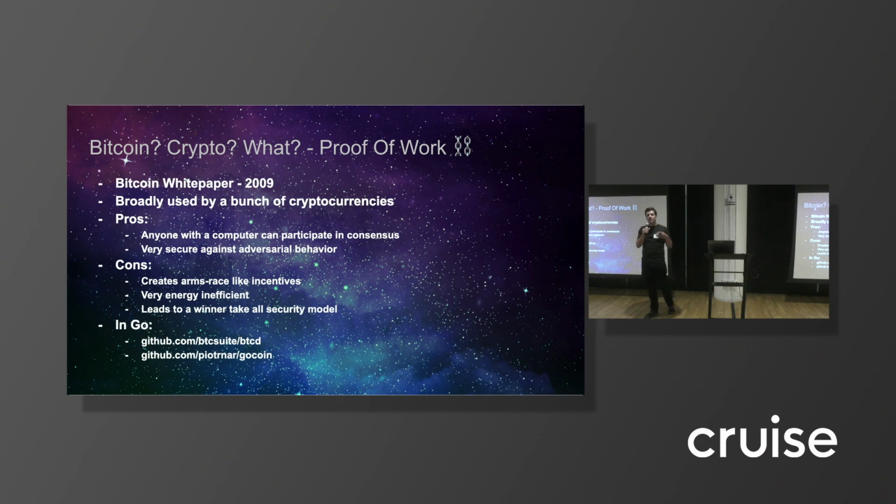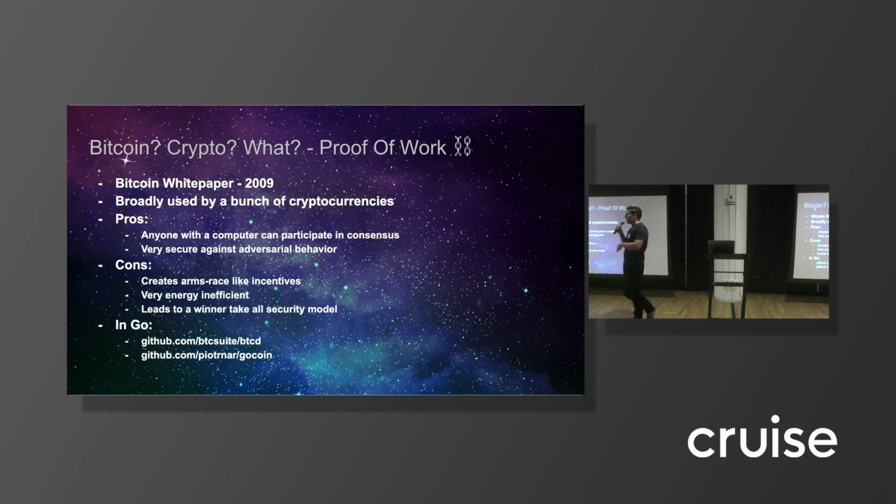Next is Bitcoin. So what is Bitcoin? It's a cryptocurrency that holds a bunch of data in consensus. And the Bitcoin white paper came out in 2009. Everyone's kind of familiar with Bitcoin. And proof of work consensus, which is kind of the fundamental base of it, or Nakamoto consensus, is broadly used in a ton of different cryptocurrencies.